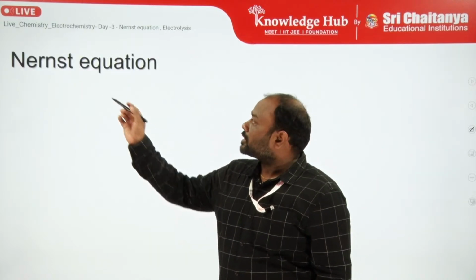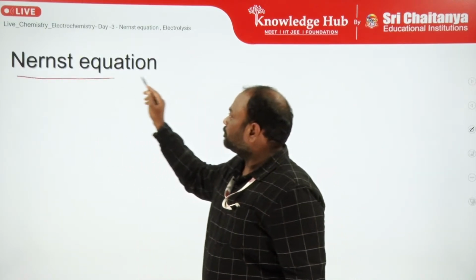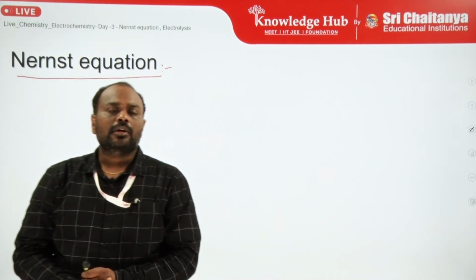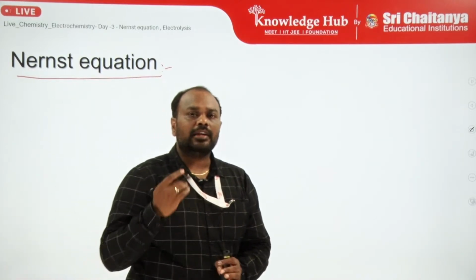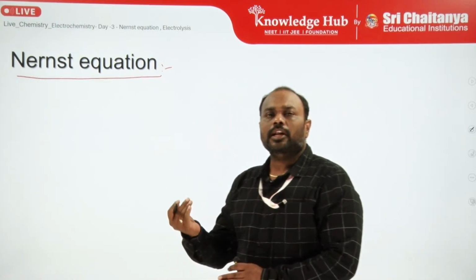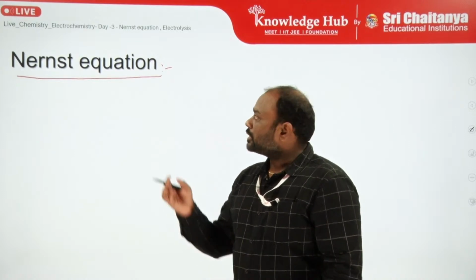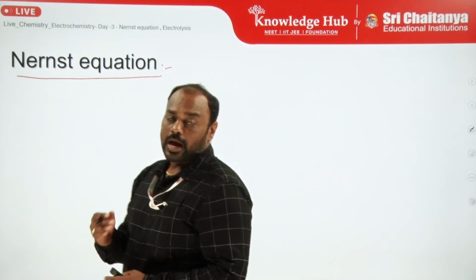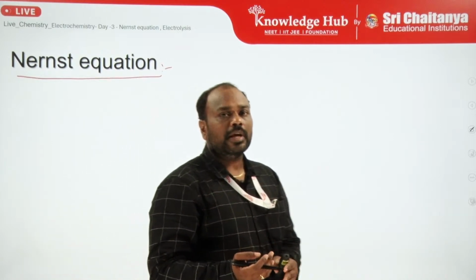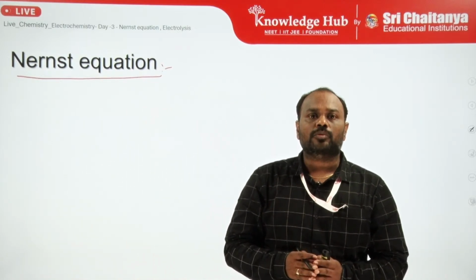Now we are discussing the next equation. So what's the use of the next equation? The next equation gives the relation between the electrode potential of the cell and the standard electrode potential of the cell. It also gives the relation between the electrode potential of the cell and the equilibrium constant.